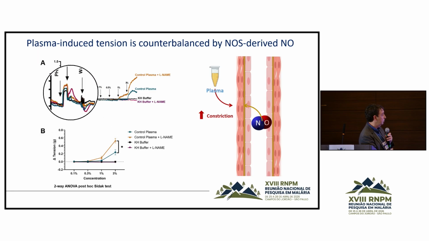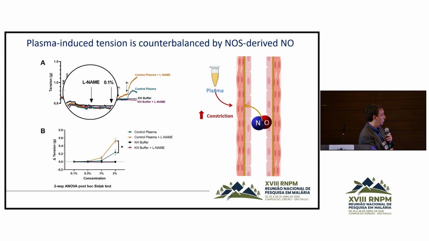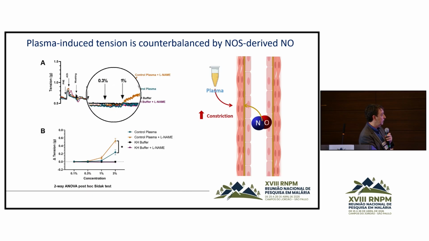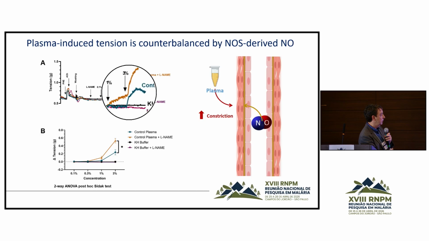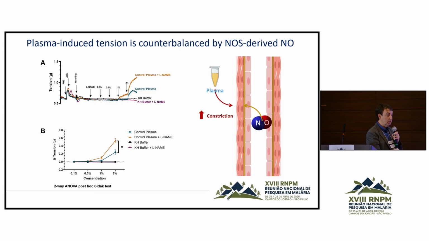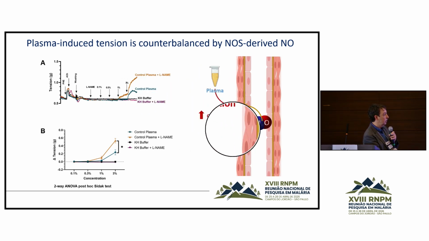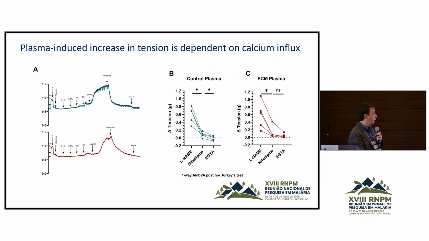Just to reinforce the profile of the experiment, we stimulate to see the functionality of the vessel initially, and then you add the inhibitor of nitric oxide in the beginning, and then you stimulate with the plasma. And from 1 and 3%, especially when you inhibit the production of nitric oxide, you have a very strong constriction. So what we are observing is that if you add plasma, it induces constriction, and the vessel is going to produce nitric oxide to counterbalance.